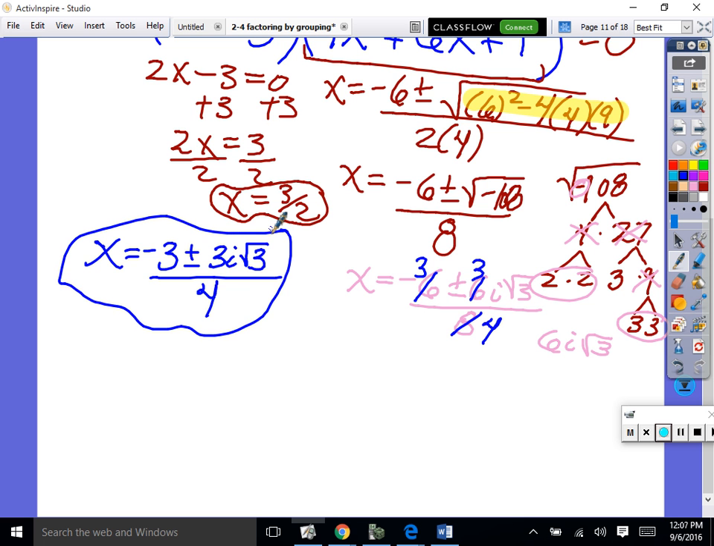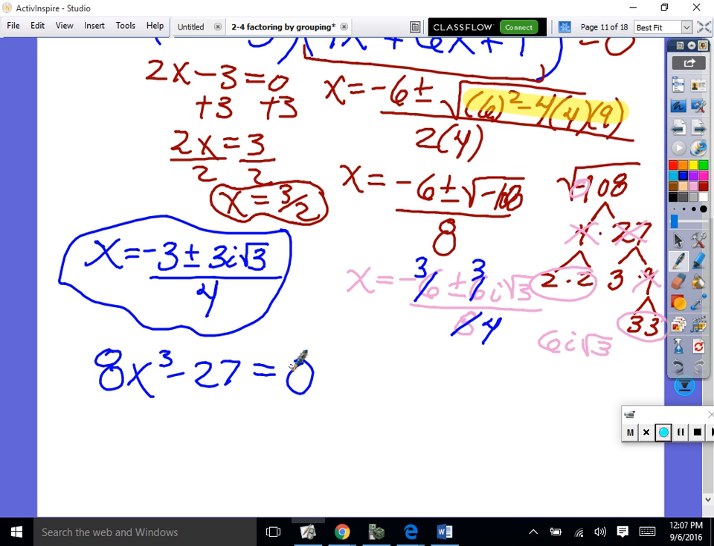Now a lot of people, our original problem was 8x cubed minus 27 equals 0. They add 27, divide by 8, take the cube root. Do you see how you're missing a bunch of answers if you do that? Can't do that. You would only get that one solution if you did it that way. That's why we have to factor it.